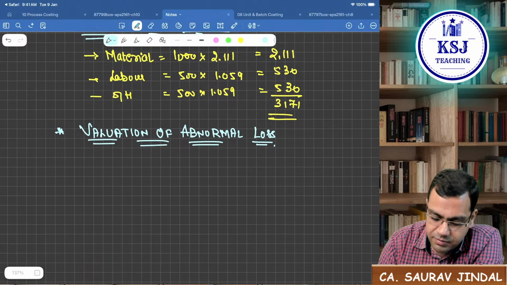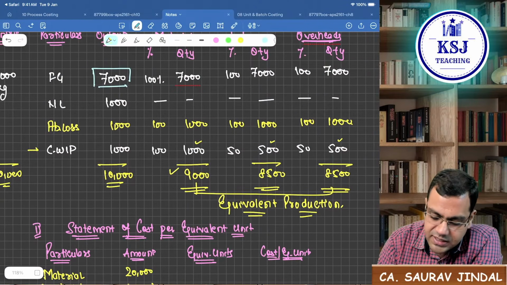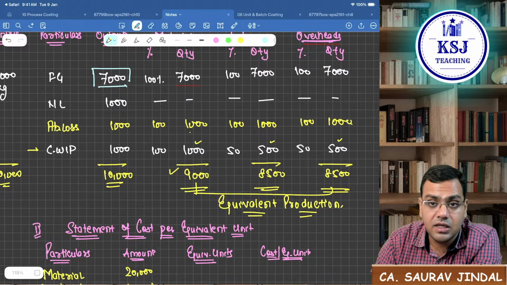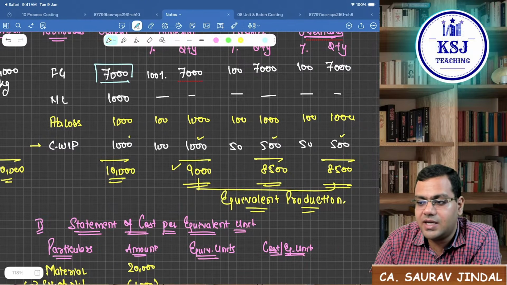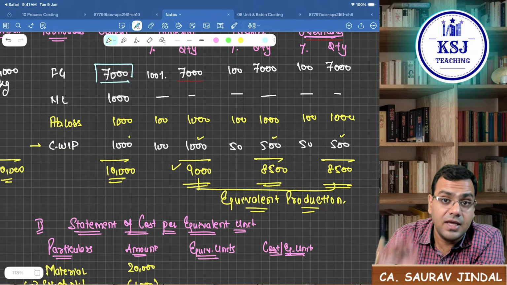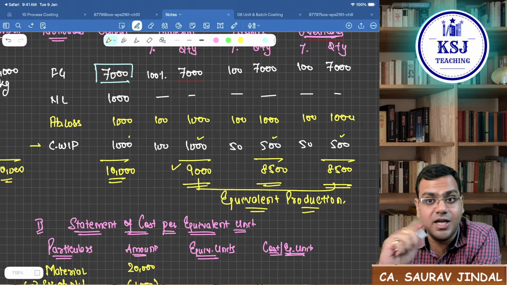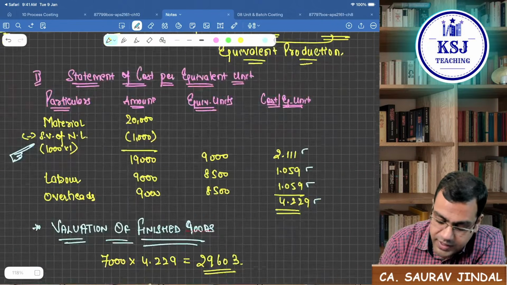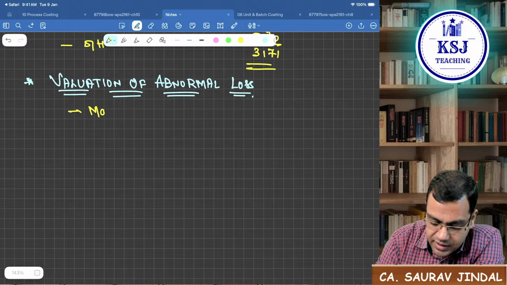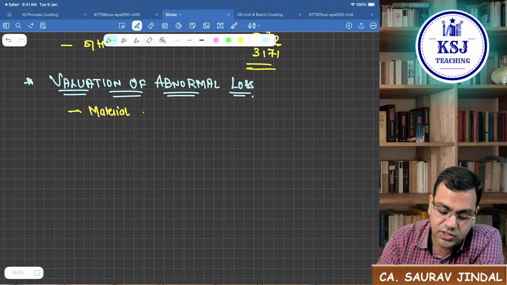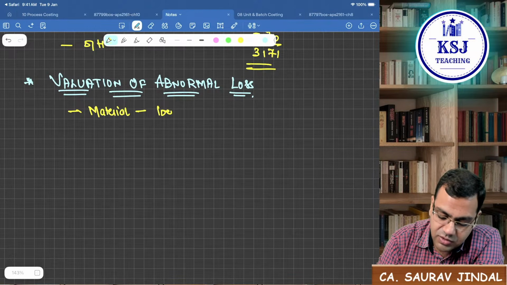How will you value abnormal loss? Again, in this particular case, the abnormal loss is incurred on the degree of completion of 100% for all the cost. So you can take it just like the finished goods. But in the exam, if the degree of completion is different for material, labor and overheads, you will do it just like the closing WIP. How? Material cost incurred on how many equivalent units of abnormal loss? Equivalent units of abnormal loss, that is 1000.